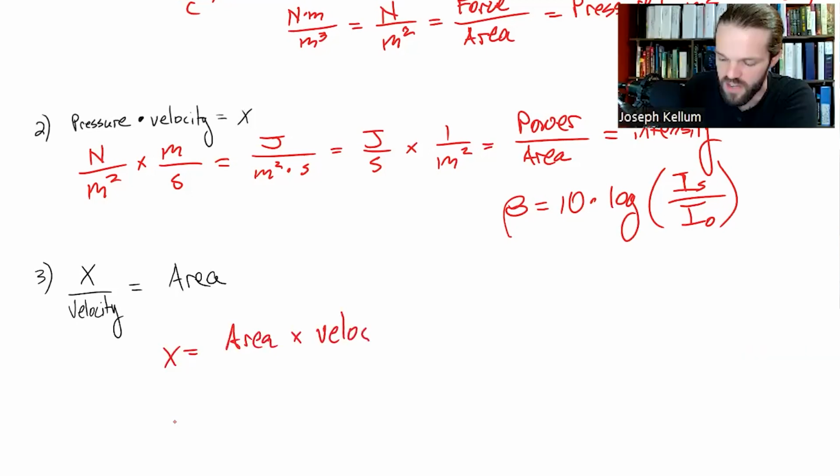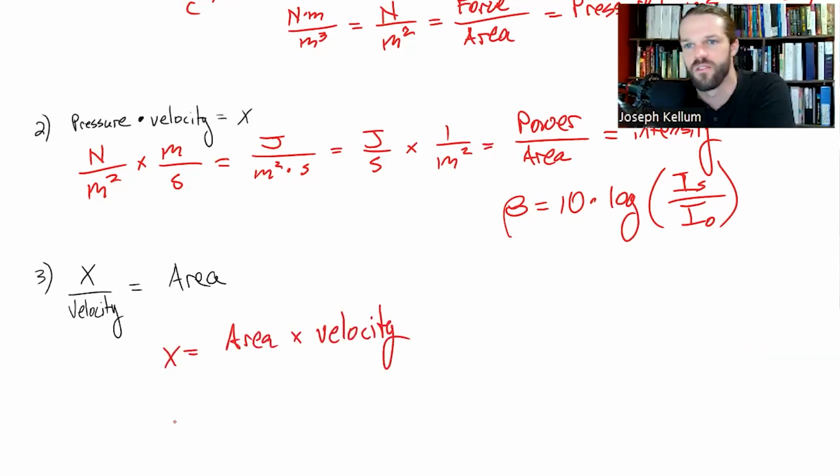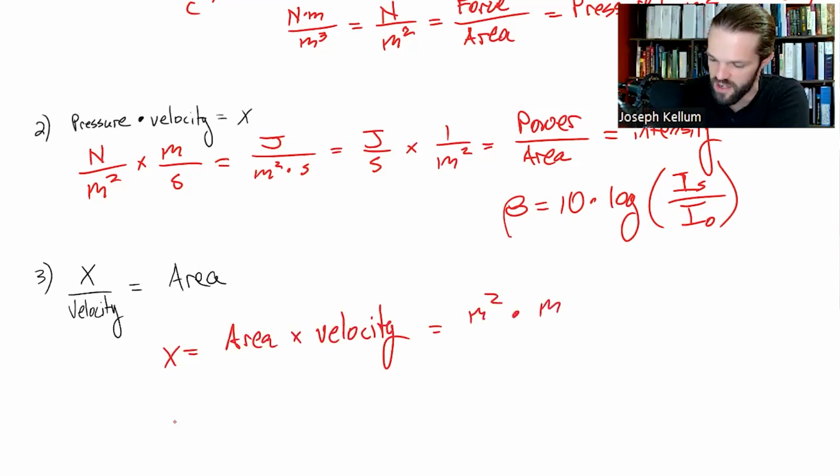Have any of you seen this ever in the last 30 minutes? Like 5 or 6 times? Well, we said that area is meters squared, right? And velocity is meters per second. And so those two multiplied by each other give meters cubed per second, or you could say volume per time.